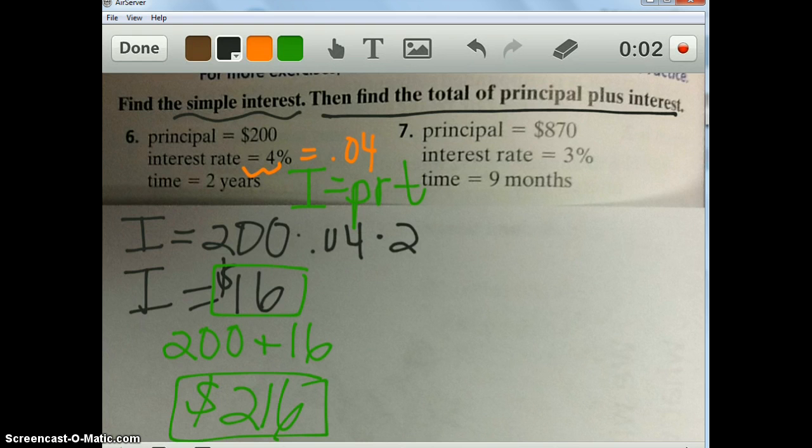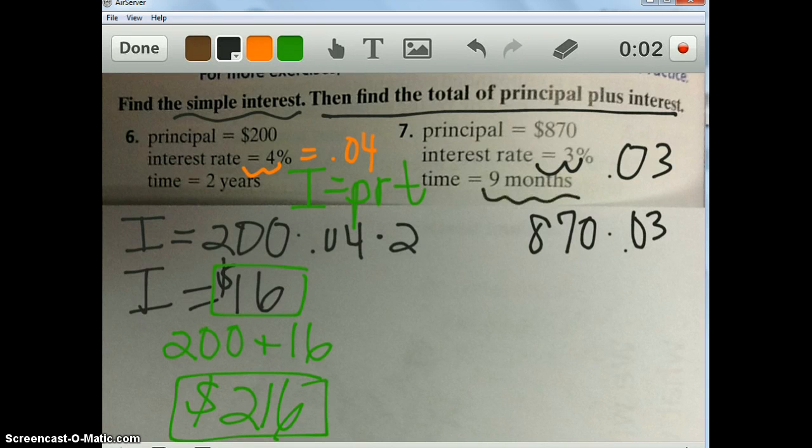So my principal is 870. My interest rate, don't forget to use 0.03. Then 9 months. Well, that's a bit of a problem because my time is supposed to be in years, but I only have 9 months. So I'm going to multiply it by the 9 months, but then how many months are in a year? Good. I'm going to divide by 12. So 870 times 0.03 times 9 divided by 12.